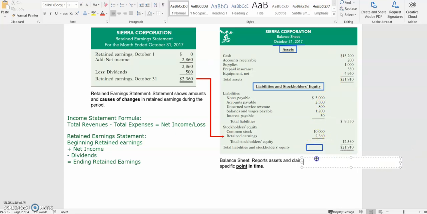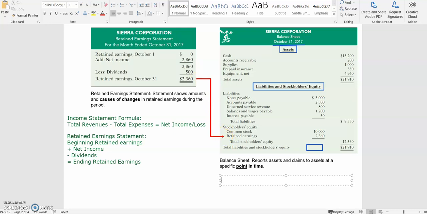Okay? And then in our stockholders' equity section, we have 2 main parts of this. We have our common stock, which is the amount that is given from the investors in exchange for ownership of the company. And then we also have retained earnings, and you'll notice that we have our ending retained earnings on the retained earnings statement, which is used for the retained earnings balance on the balance sheet.